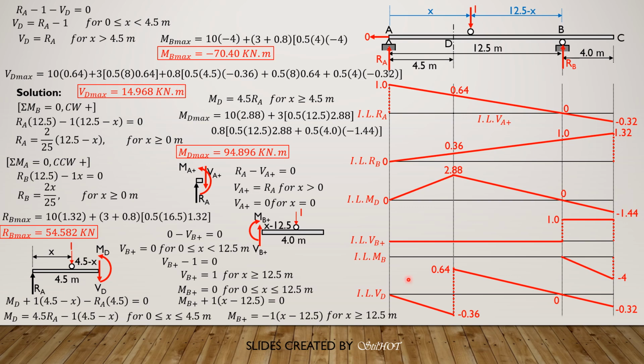Then maximum shear at D here is equal to 10 times 0.64 plus 3 times 0.5 of 8 times 0.64, then plus the dead load 0.8 times this area 0.5 of 4.5 times negative 0.36 plus 0.5 of 8 times 0.64 plus this area 0.5 of 4 times negative 0.32. So computing, the maximum shear at D is equal to 14.968 kilonewtons. So that's it, the solution for this problem here.